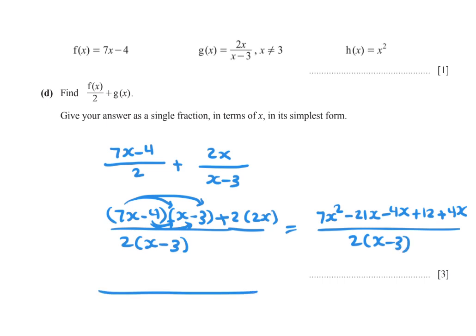Simplify the numerator. 7x squared. And for x, we have negative 21 and negative 4, so negative 25. Negative 25 plus 4, so negative 21. So negative 21x plus 12 over 2 times x minus 3.